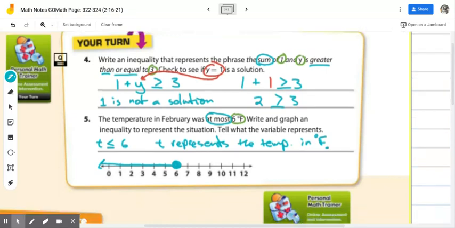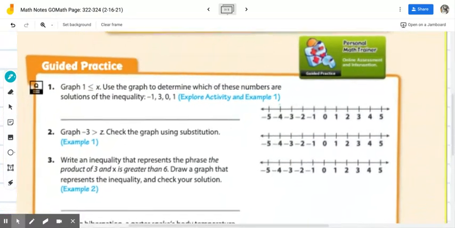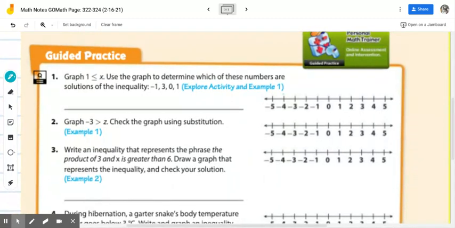All right, let's move down to guided practice. Our first problem for the guided practice, number 1, says graph 1 is less than or equal to x. Use the graph to determine which of these numbers are solutions of the inequality. Is negative 1, 3, 0, and 1 solutions to the inequality? Let's see. So I'm going to graph this first. 1 is less than or equal to x.